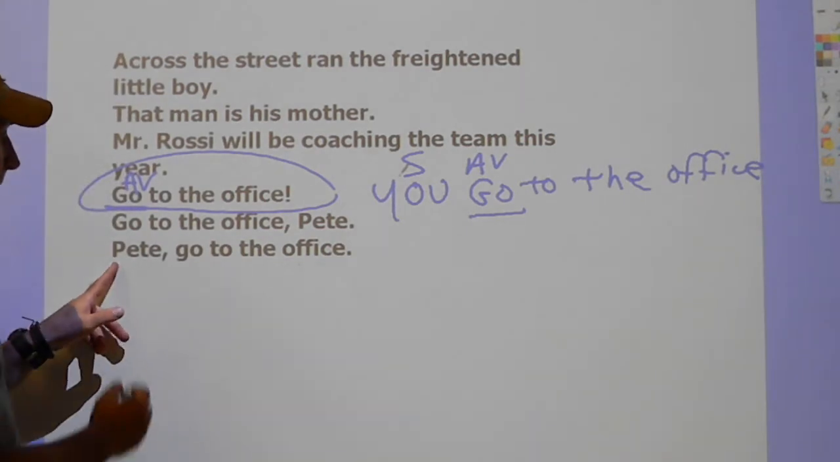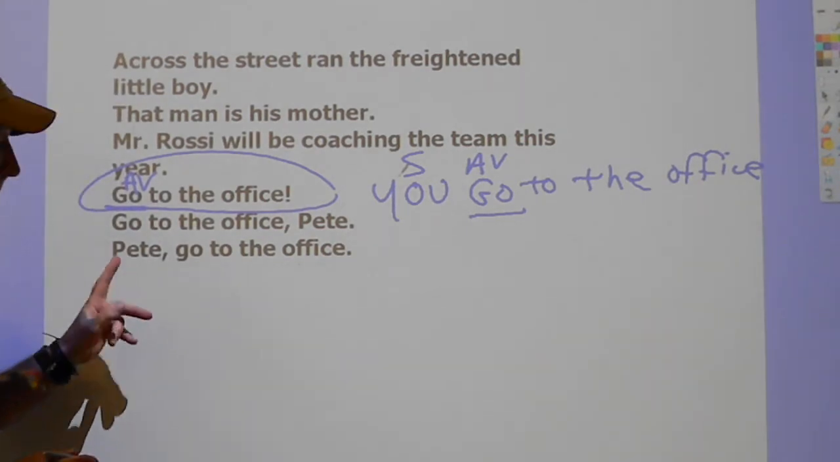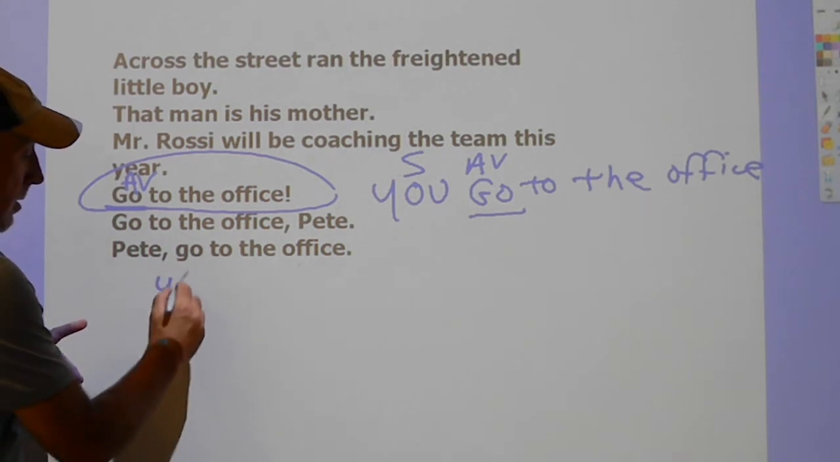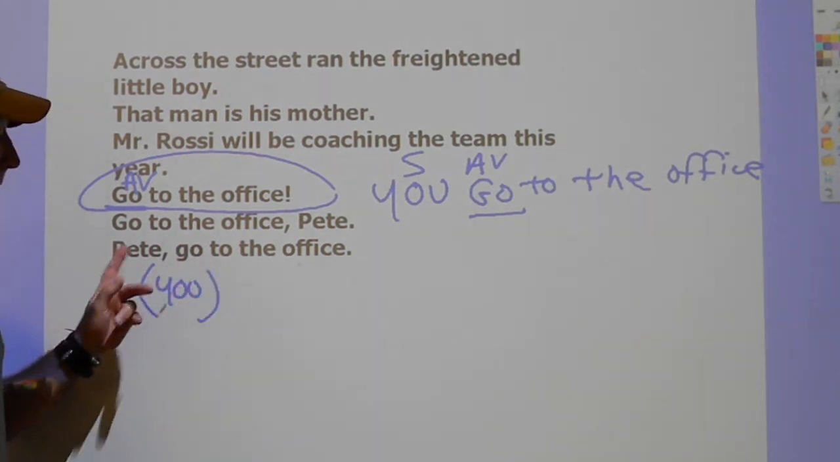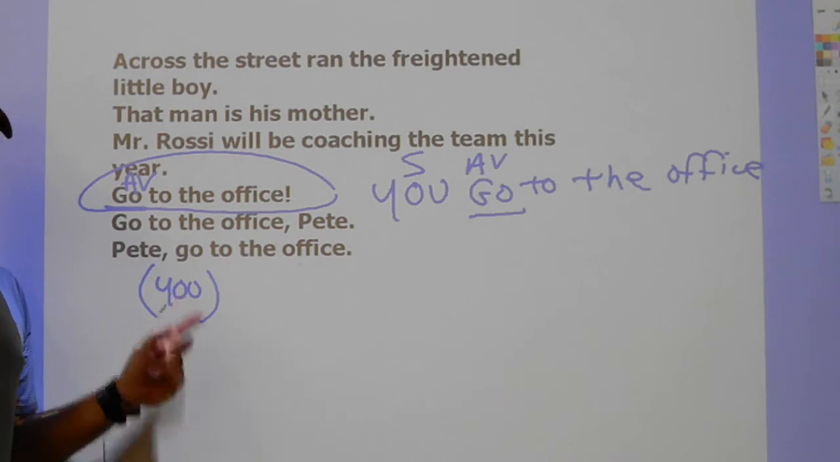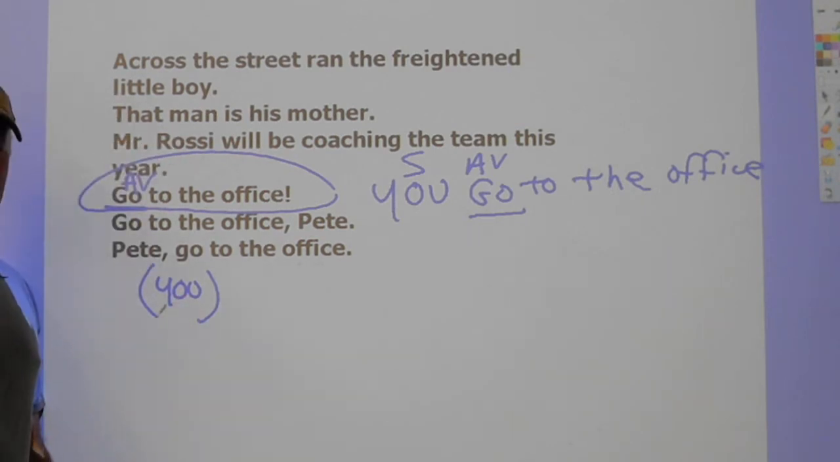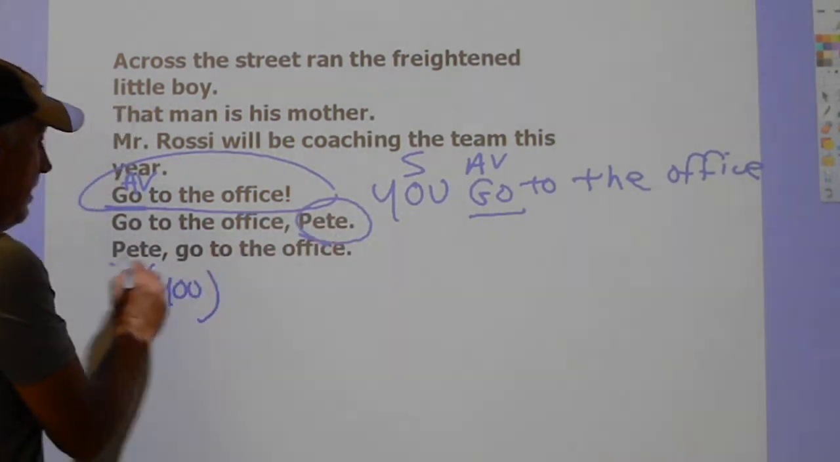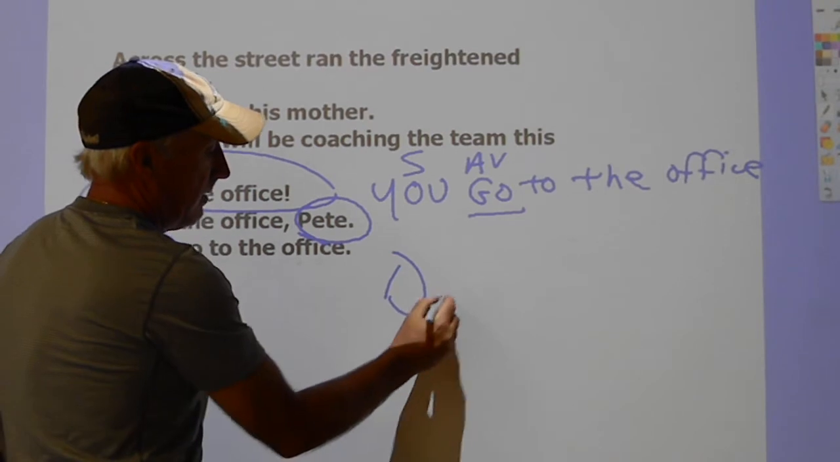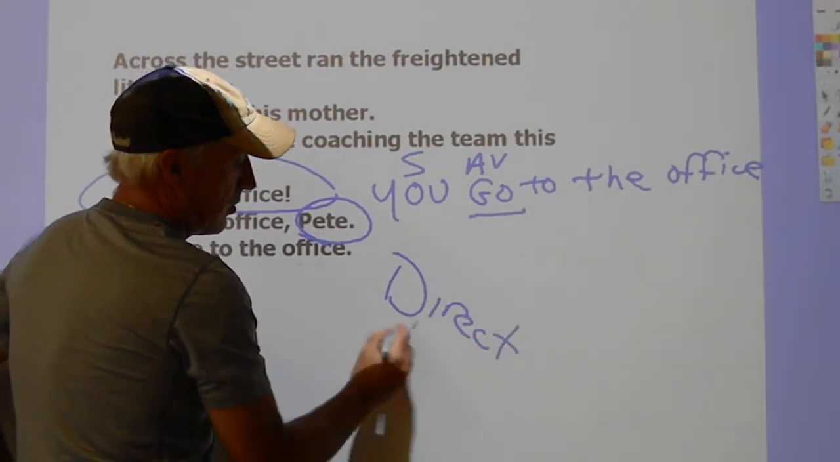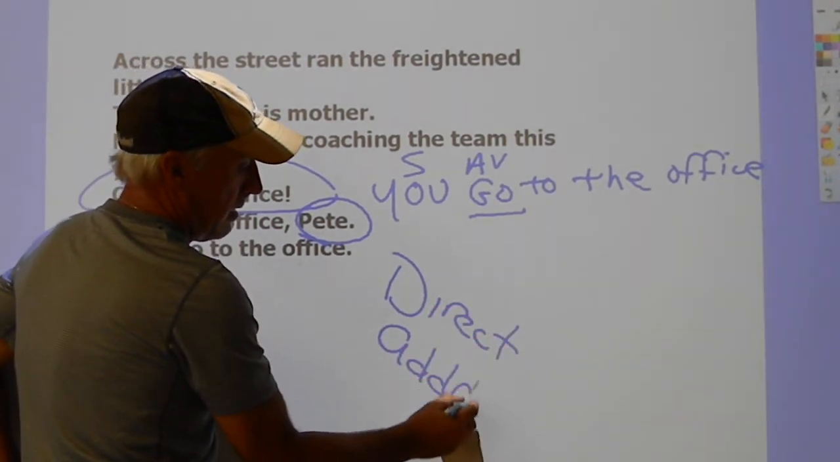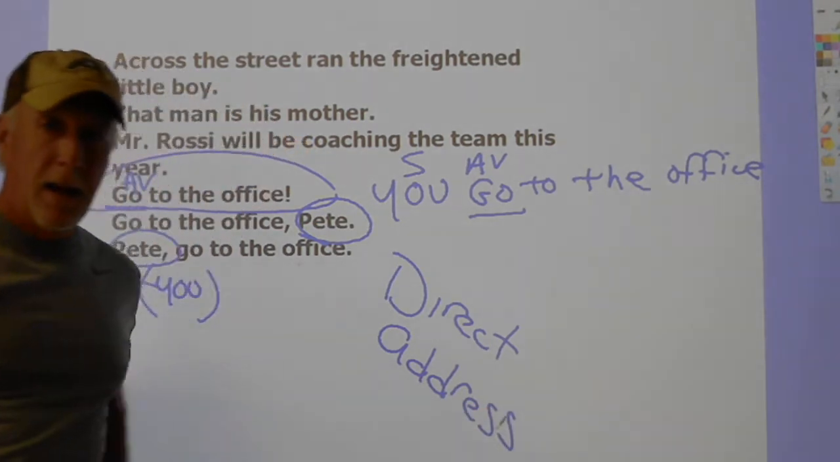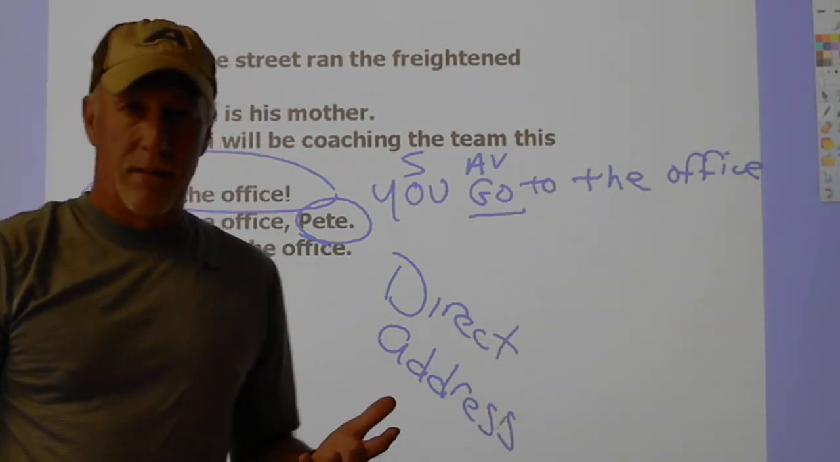Same thing here. Even though Pete, its subject is you. It's called you understood. Pete is not the subject, it's you. Because I'm saying, Pete, you go to the office. Okay? Pete is something else. Okay? Pete is what we call direct address. Okay? It's one of the 7 functions of a noun.